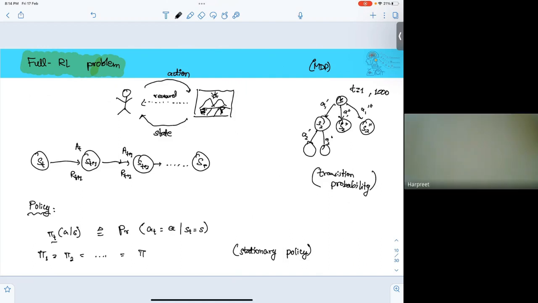We can't say, right? I understand that. But the word policy is per state. Is it correct to say that?